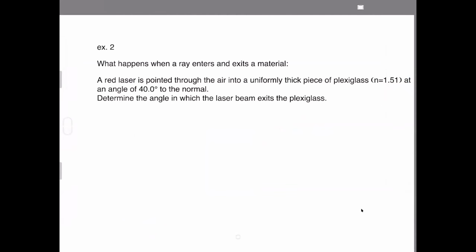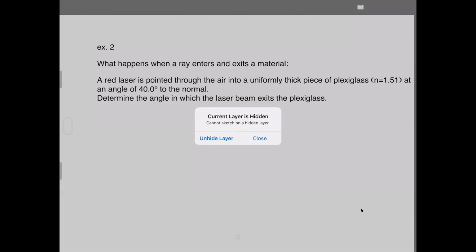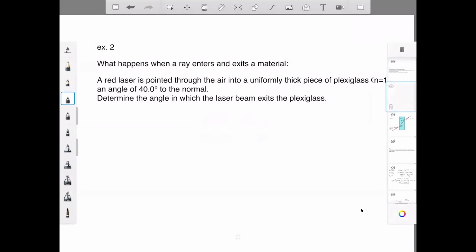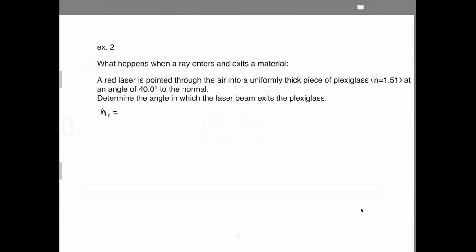Now, let's say, okay, so we started with n1 equals approximately 1.00, and n2 equals 1.51. Theta 1 equals 40 degrees. Theta 2 equals, we don't know, but that doesn't matter because what we need is theta 3. So we're going to have to figure out what theta 2 is as an intermediate step so that we could then apply the same rule to theta 3.